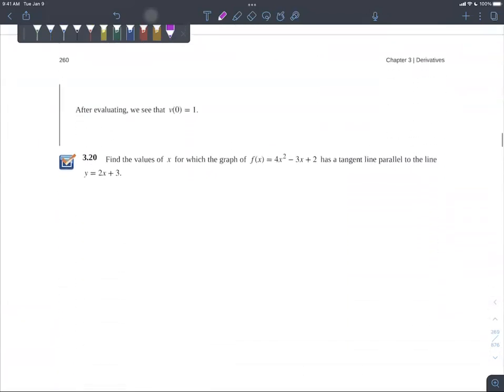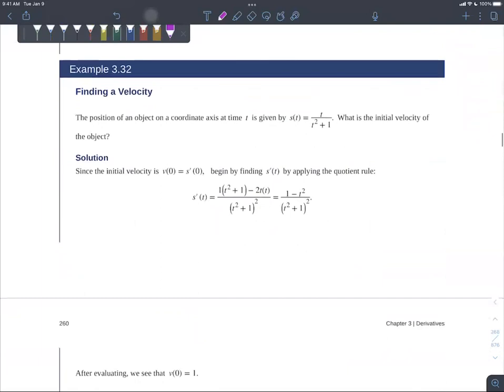Okay, so I believe this is the last example, yes. So the last one here, finding velocity. So we're given a position of an object on a coordinate axis at time t, and that's given by the function s of t. So this is a position function. What is the initial velocity of the object? So what is the initial velocity of the object? Okay.